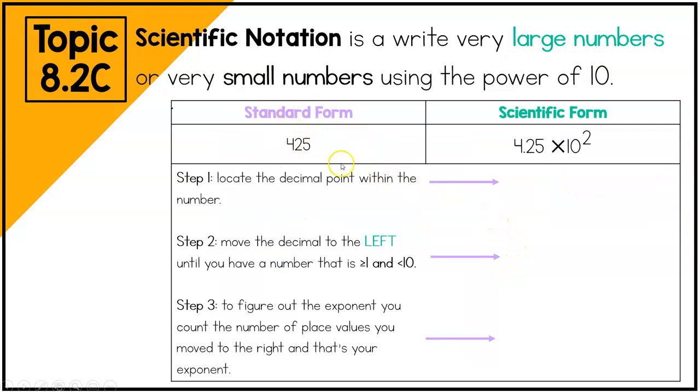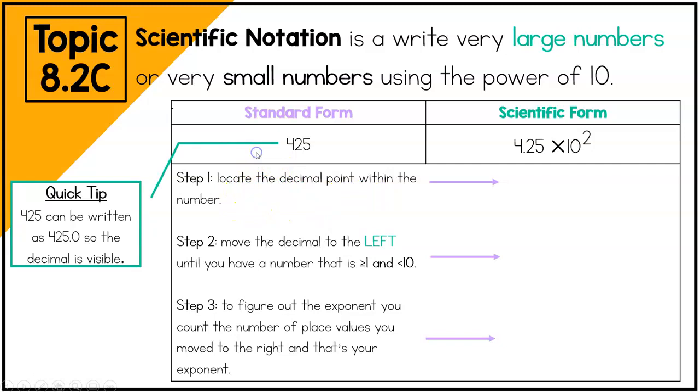Here we're going to work through an example. We're going to go step by step and go from standard form to scientific form. The number that we're given is 425. If you read our first step, it says locate the decimal point within the number. But here there was no decimal. Remember that we can put the decimal at the end, it's always said to be there even though it's not visible. So we can put this decimal here to make it visible. It would look like this. And then we still have our times 10, but we're still looking for our exponent.